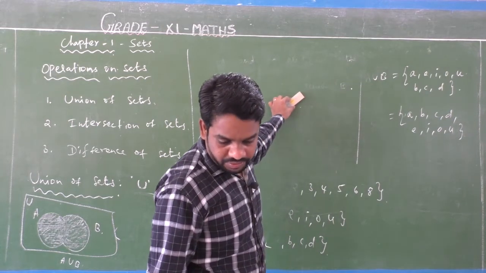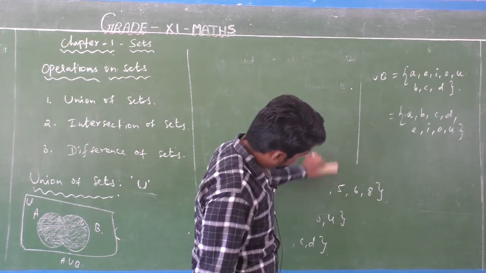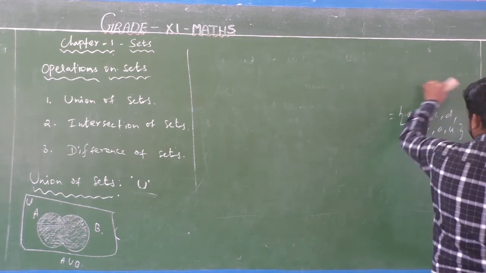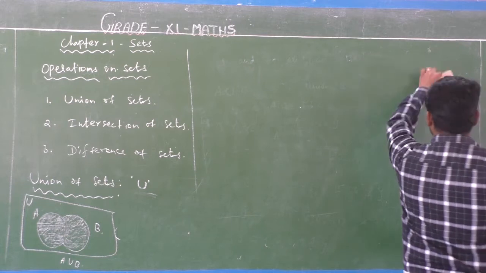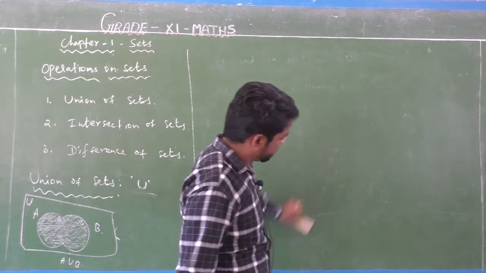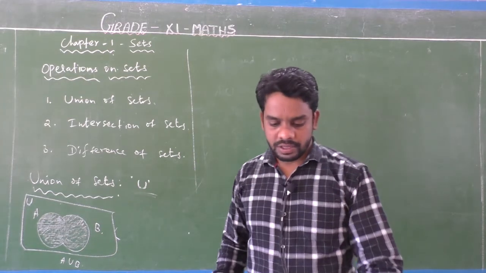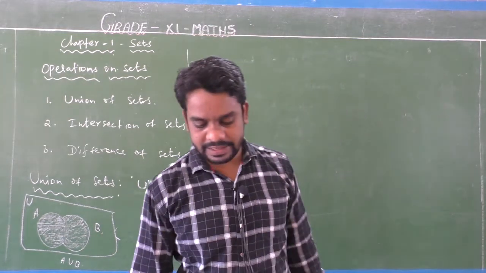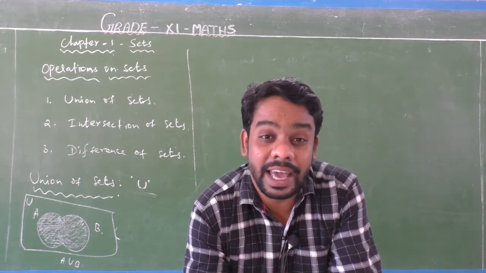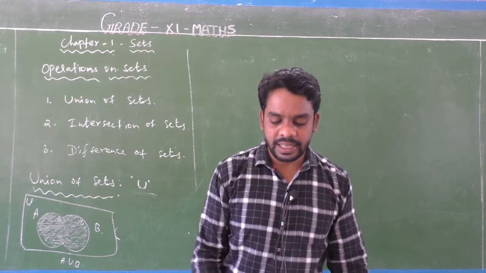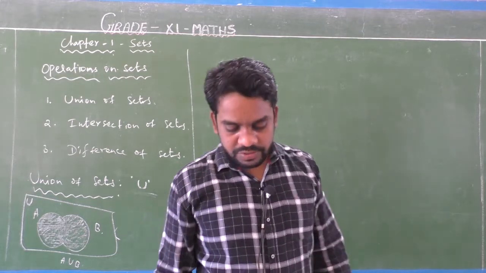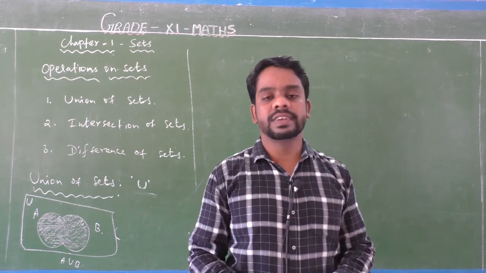See page number 15, definition number 6. Let A and B be two sets. The union of these two sets, A union B, is the set C, which consists of all those elements which are either in A or in B, that means including those which are in both.